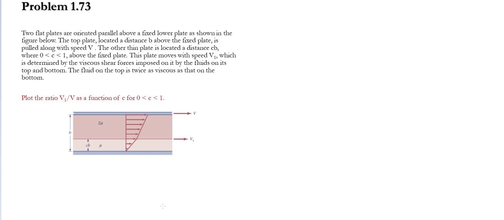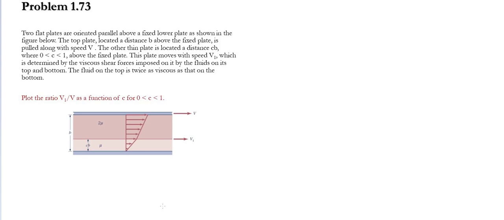Problem 1.73. In this problem, two flat plates are oriented parallel above a fixed plate as shown in the picture below. The top plate is located at a distance b above the fixed plate and is pulled along at a velocity v. The other thin plate is located at a distance c times b, where c is a value from 0 to 1, above the fixed plate.